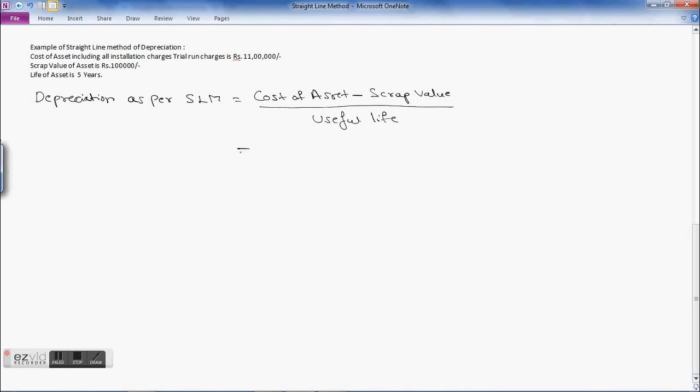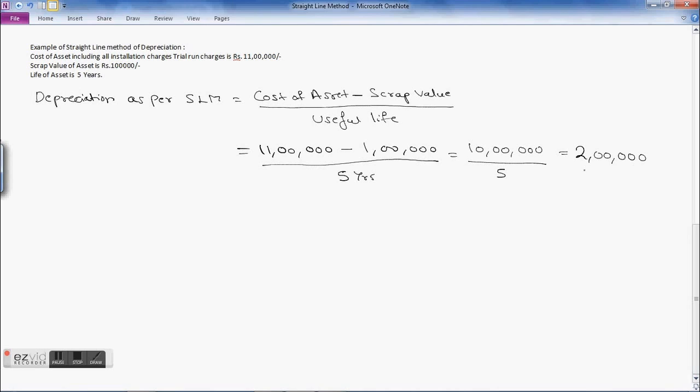Okay, so the cost of asset is 11 lakh minus scrap value. How much is the scrap value? 1 lakh, divided by the useful life of the asset, that is 5 years, right? So that is 10 lakh divided by 5, which makes it 2 lakh per year. So the depreciation that needs to be charged is 2 lakh per year.